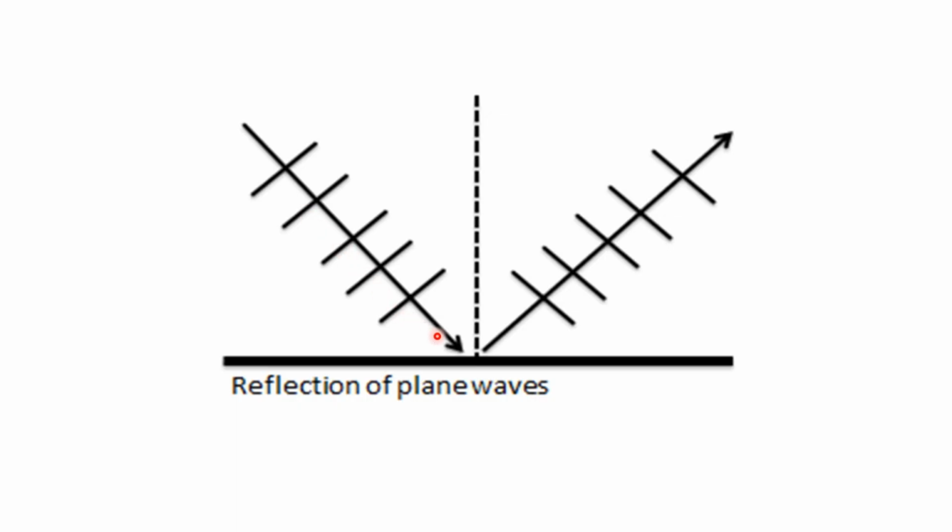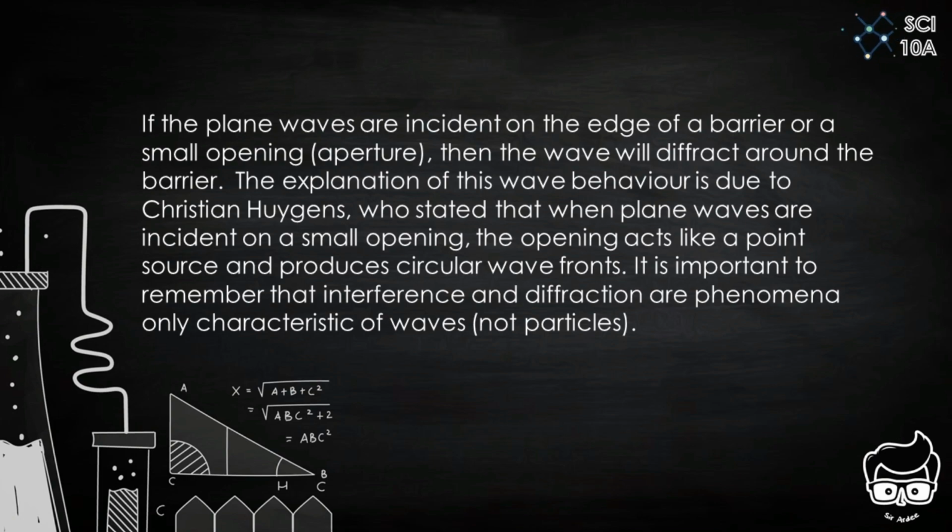When a wave hits a barrier, the wave will then be reflected back, and as we can notice, the angle of the reflected wave is just equal to the angle of the incident wave. If the plane waves are incident on the edge of a barrier or a small opening or aperture, then the wave will diffract around the barrier.